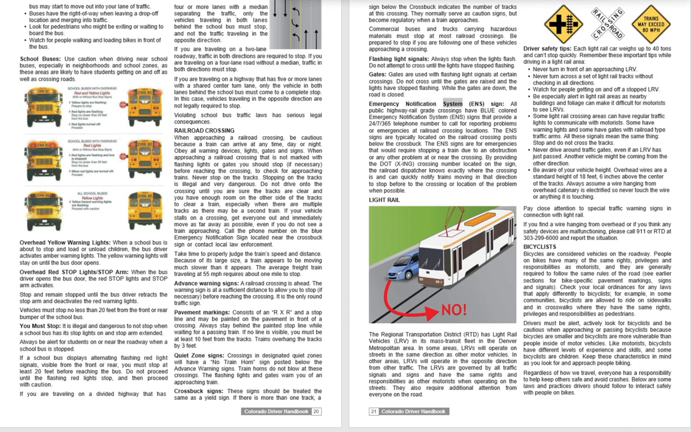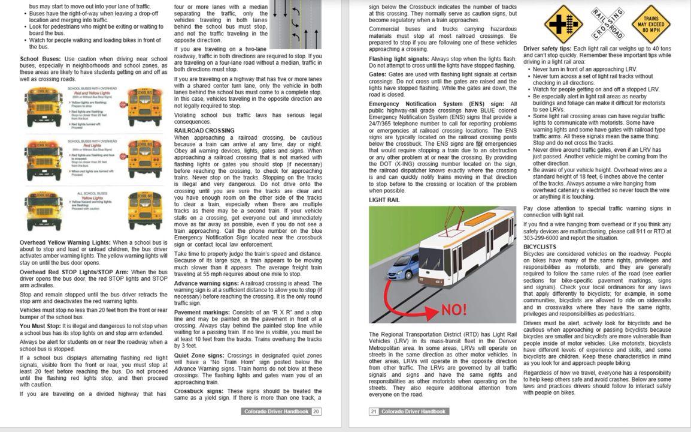Emergency Notification System, ENS, sign. All public highway rail grade crossings have blue-colored Emergency Notification System, ENS, signs that provide a 24/7/365 telephone number to call for reporting problems or emergencies at railroad crossing locations. The ENS signs are typically located on the railroad crossing posts below the crossbuck.